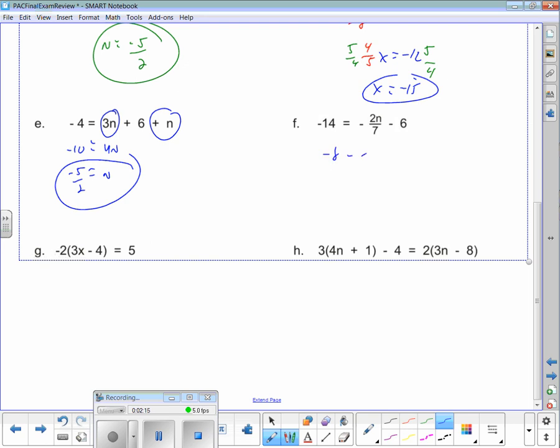F, you should have moved the -6 first. That's going to be a +6. And then you're going to multiply both sides by the reciprocal. So 7 over -2. Oh, I'm a mess in here trying to go fast. So negative divided by negative is a positive. Be careful there. You get what? 4 times 7 is 28. n equals 28. And how many got F?